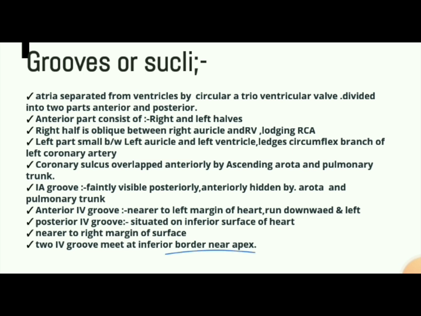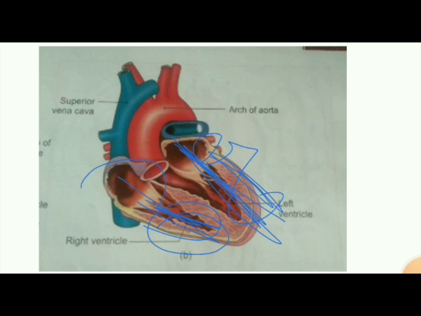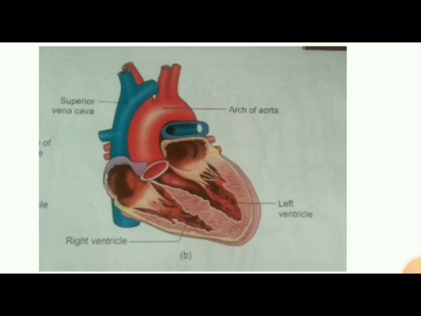As you can see on the next picture, this is the right half, which is oblique. It lies between the right auricle and right ventricle. And the left portion is also oblique. The left portion lies between your left auricle and left ventricle. It comprises your left circumflex artery, and this one comprises your right coronary artery.